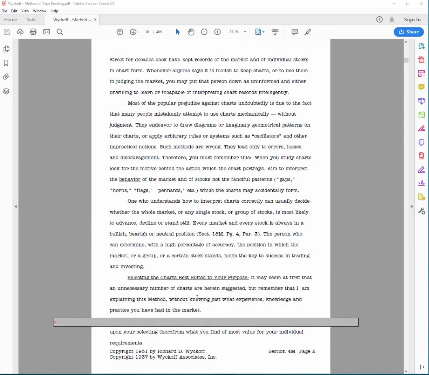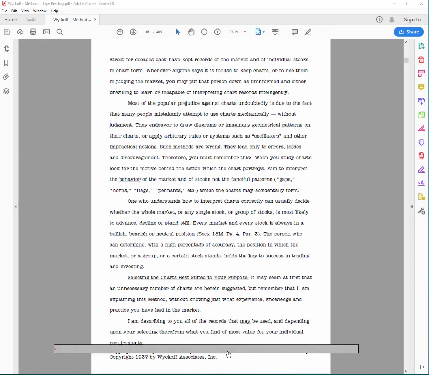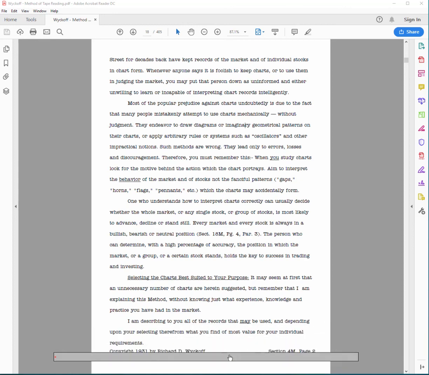Selecting the charts best suited to your purpose. It may seem at first that there are a lot of charts, and there are a lot of charts. Even if you have a lot of charts in the beginning, it seems like a lot. After three months down the line, you can literally go over them in 15 minutes or 10 minutes or even less, because whatever happened today is not much different than what happened yesterday most of the time. So the chart looks the same.